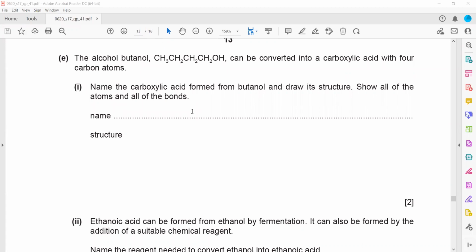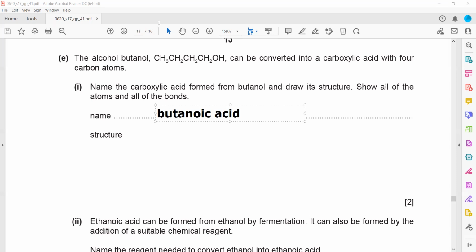Then butanol can be converted into carboxylic acid with 4 carbon atoms. Name the carboxylic acid formed from butanol. Which carboxylic acid will form if we have butanol and we do oxidation of butanol? So alcohols oxidize to carboxylic acid. If it is ethanol, ethanoic acid. Propanol, propanoic acid. If it is butanol, the product will be butanoic acid.